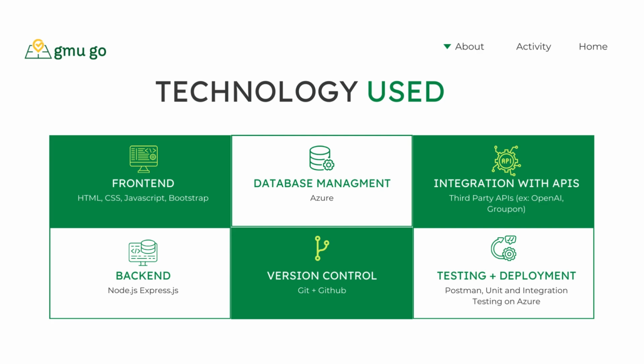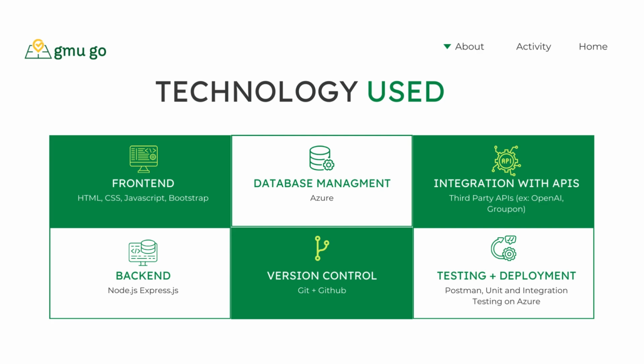The front-end developed with HTML, CSS, and JavaScript powered by Bootstrap ensures a visually appealing and user-friendly design. The backend developed with Node.js and Express.js enables the seamless integration of Azure for efficient database management. We also used OpenAI and Groupon APIs to provide curated activities, transportation options, and exclusive discounts.